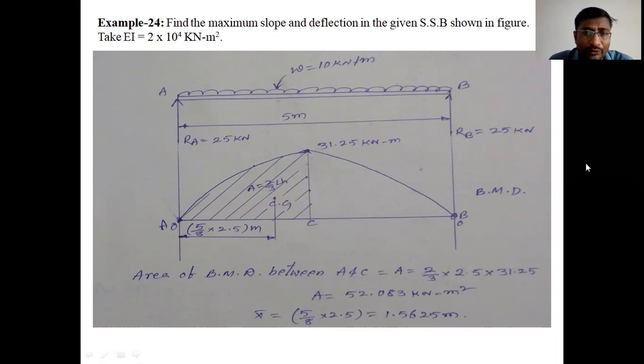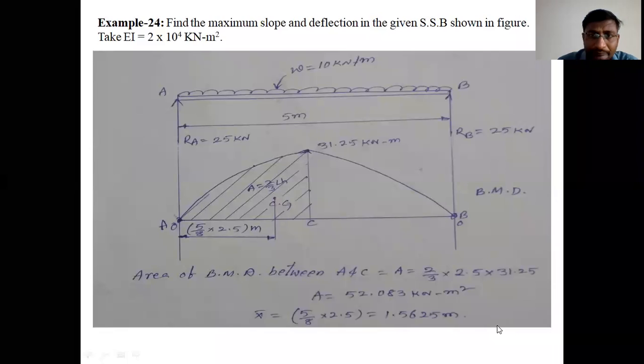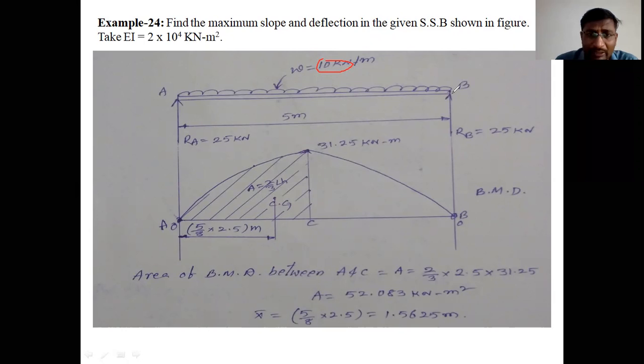As we know how to find the reaction forces. It is a symmetric beam, that means symmetric loading. Due to symmetric loading, the load shared by each support will be the same. The load acting on the beam is 10 kilonewtons per meter, isn't it? 10 kilonewtons per meter is given in the problem. So for every meter, 10 kilonewtons is acting, but it is spread over the span of 5 meters.